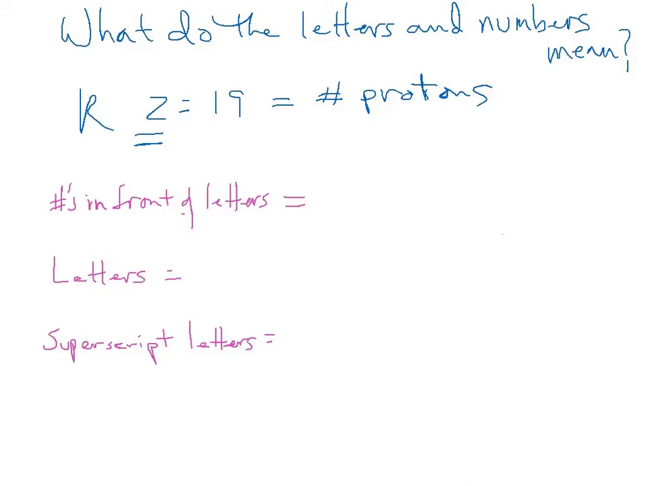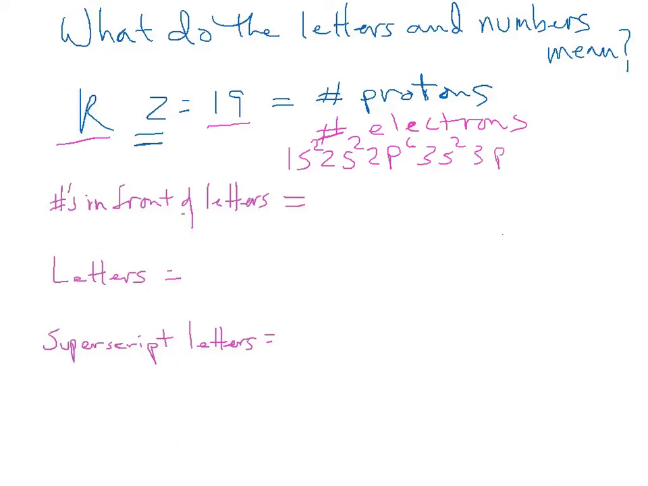Well, if we take an element, the element that I have here is potassium. Potassium has an atomic number of 19, which means there are 19 protons, and since potassium is neutral, it also has 19 electrons. So if I write the configuration for potassium, I would write 1s2, 2s2, 2p6, 3s2, 3p6, 4s1. That's the configuration for potassium.